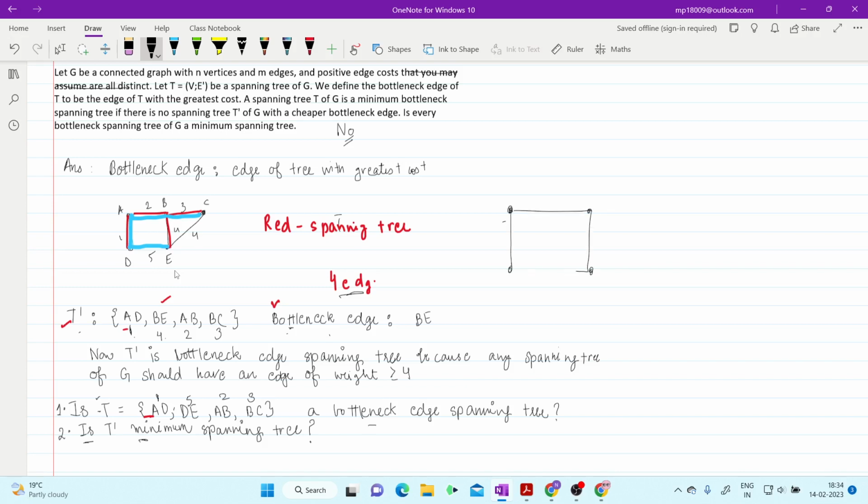I'm just making it a bit bigger. Same graph. So can you find a bottleneck spanning tree in this graph which is not a minimal spanning tree?